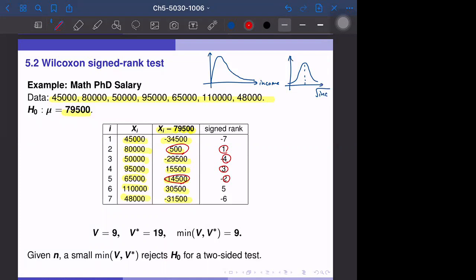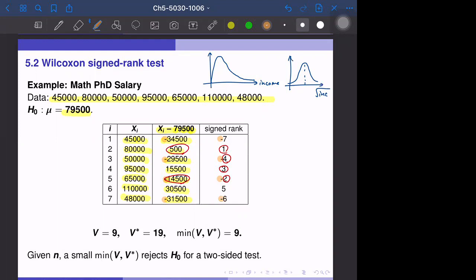Okay, then after that we think about the sign. So this is negative, negative, negative, negative. So we put just a negative sign here. Then we have 4 negative numbers and 3 positive numbers. And if these observations are symmetric around 79,500, then the sum of the negative ranks and the sum of the positive ranks should have almost the same value. So the idea of the test is this.